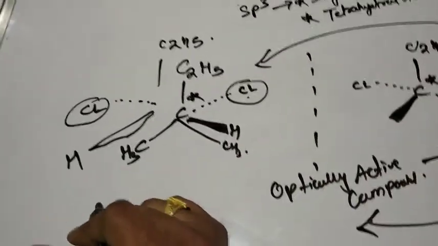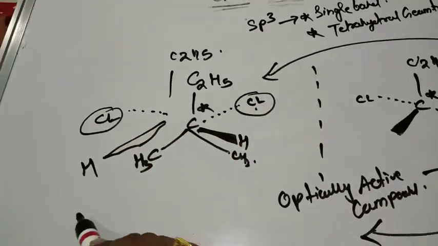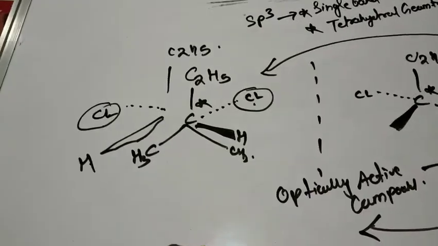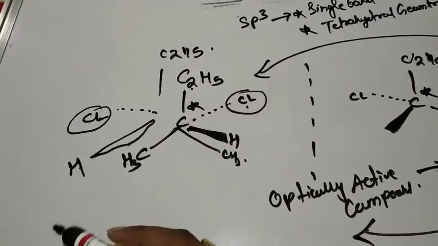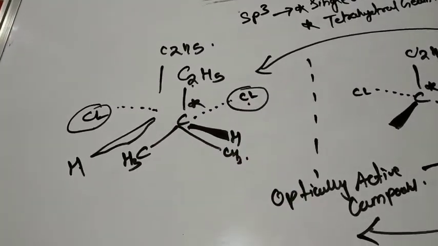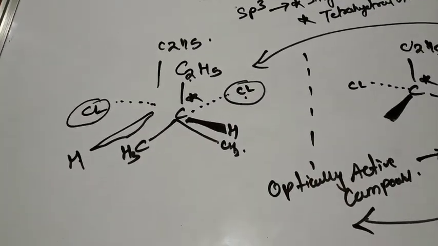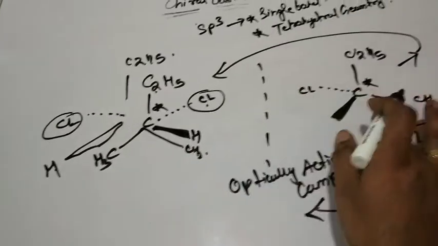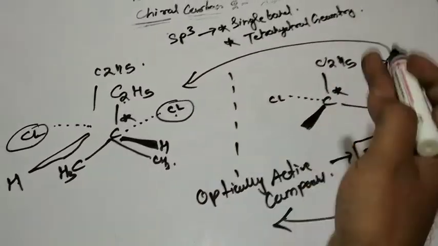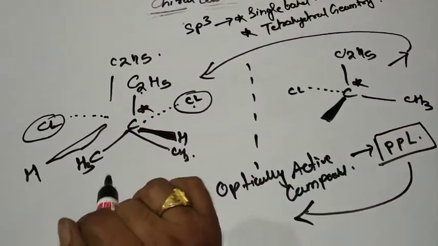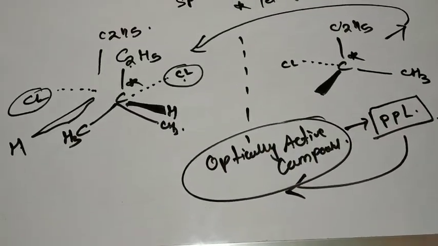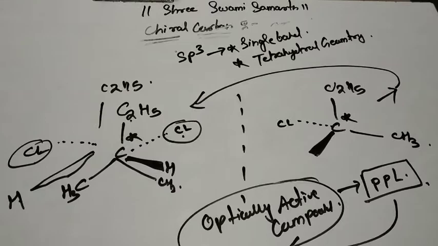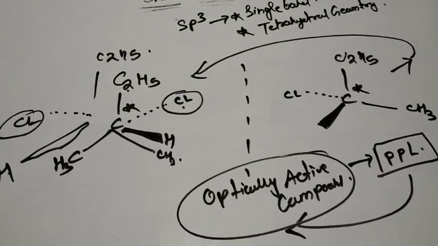Superimposable image means what? The chlorine should fit on the chlorine, hydrogen should fit on the hydrogen, CH3 should fit on the CH3, and C2H5 should fit on the C2H5. That particular image is said to be the superimposable image. But in this case, as they are mirror images and non-superimposable images, that is why we say that they are optically active compounds. So my dear students, I hope that you have understood the concept of chiral carbon, right?